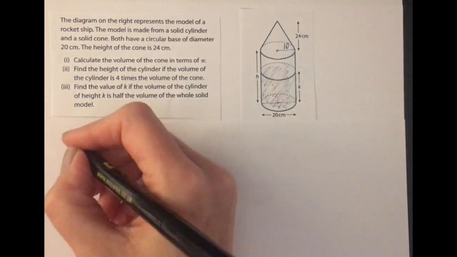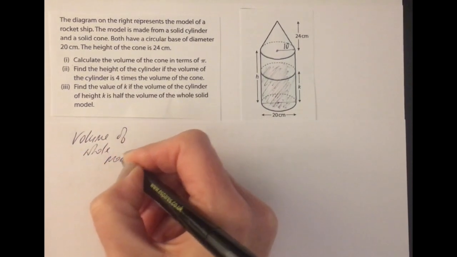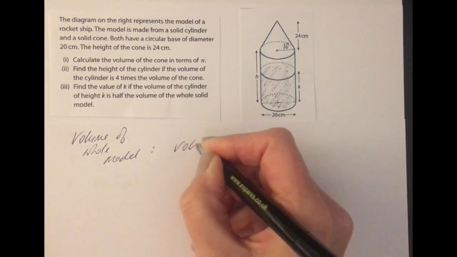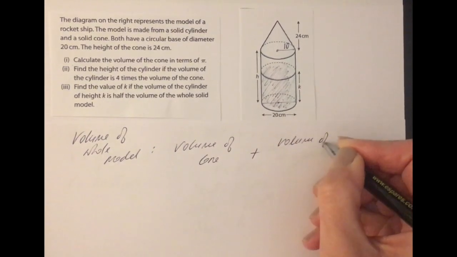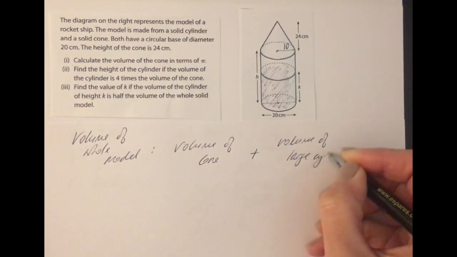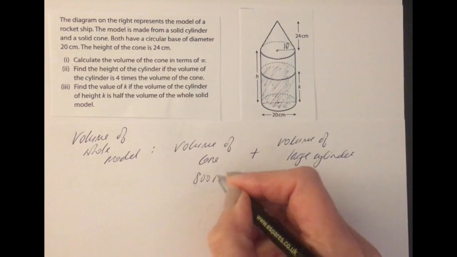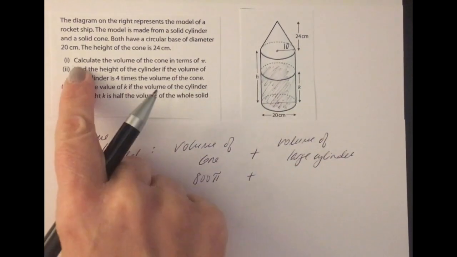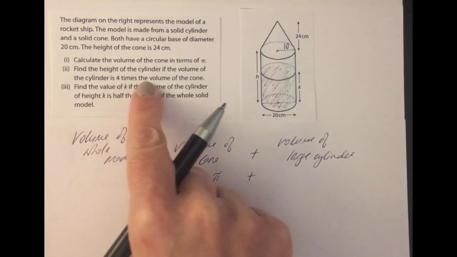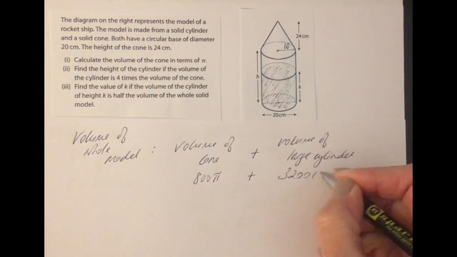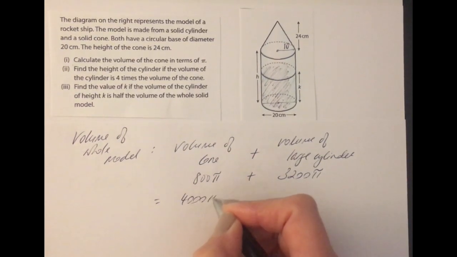Well, let's consider what the volume of the whole model is. The volume of the whole model, of course, is the volume of the cone, which we know from part I, add on the volume of the large cylinder, if you're considering that whole bottom as the large cylinder. So the volume of a cone, of course, is 800 pi, which we had at part I, and then part II, the height of the cylinder, is 4 times the volume of the cone, so we have that already as 3,200 pi. So the total volume of the whole model is, of course, 4,000 pi.